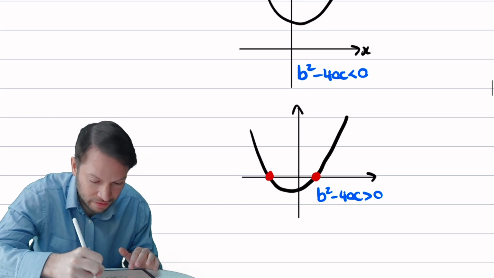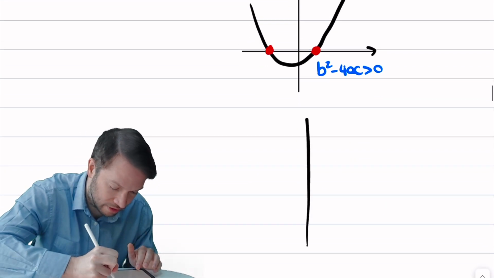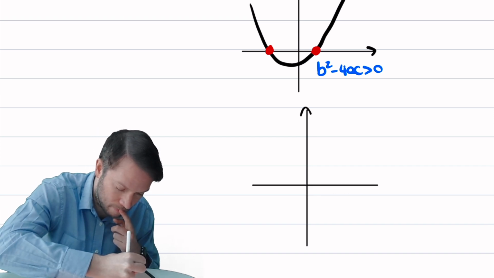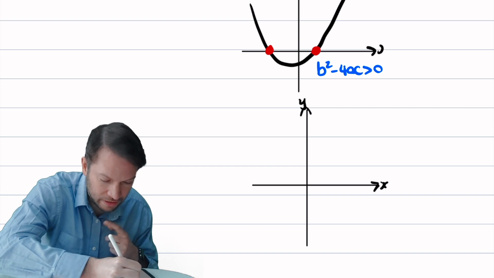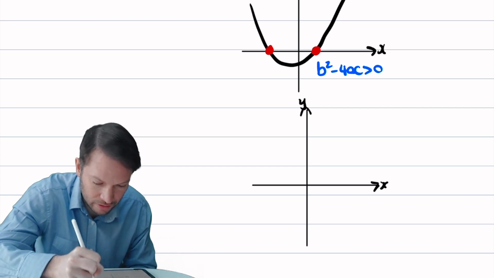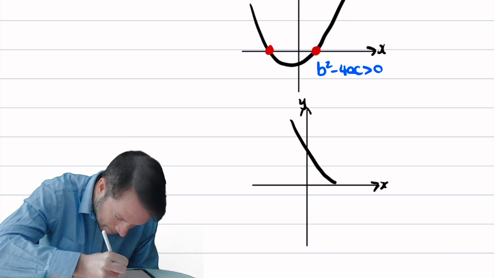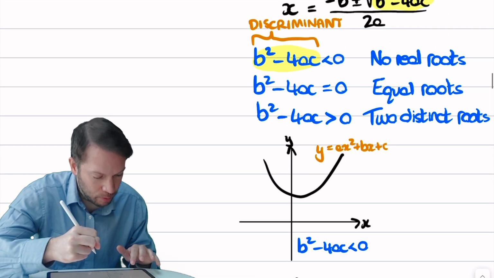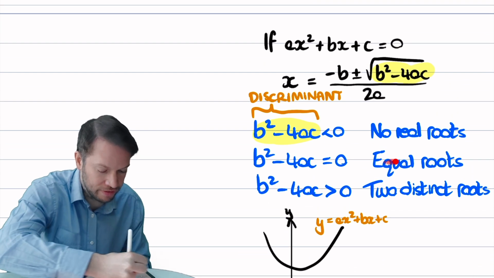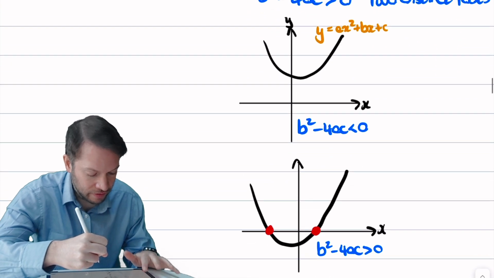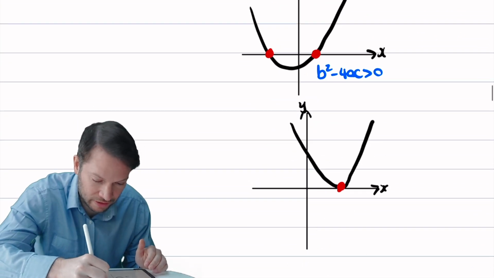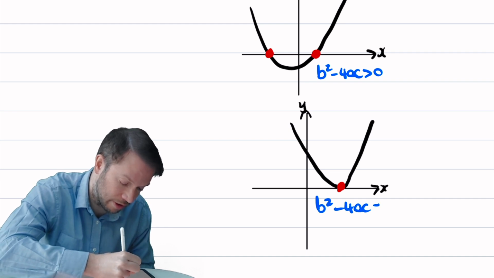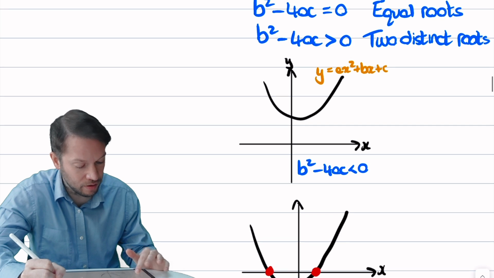And then the final case is where we have one distinct solution, or equal roots as we call it. So in this particular case, if it touches like this, we have just one distinct solution, and we can see where we have equal roots, the discriminant is equal to 0. So that's when we have one distinct solution, also known as equal roots. So b squared minus 4ac is equal to 0. So those are the three cases that we have.